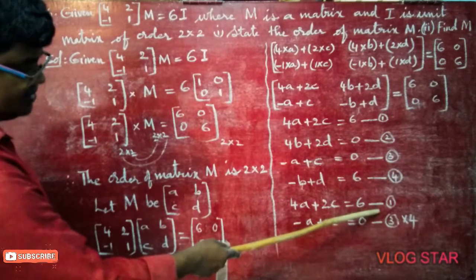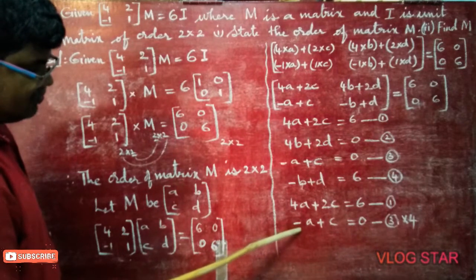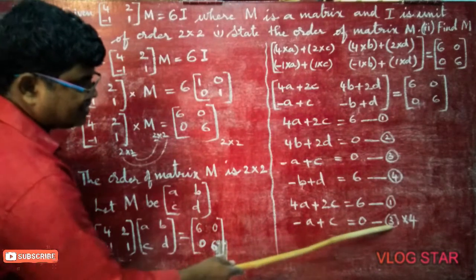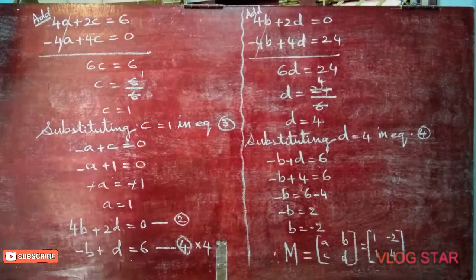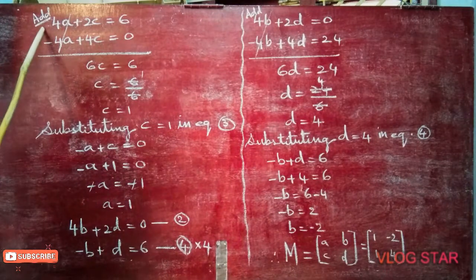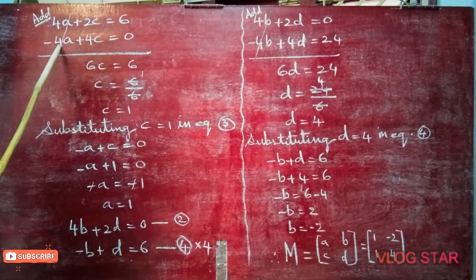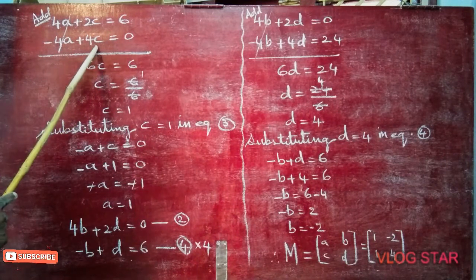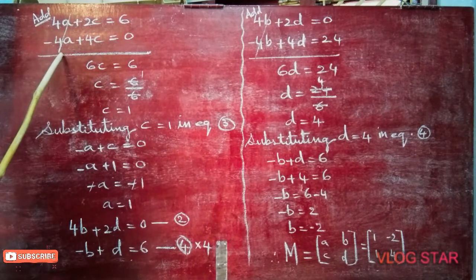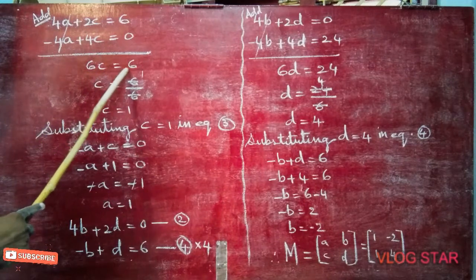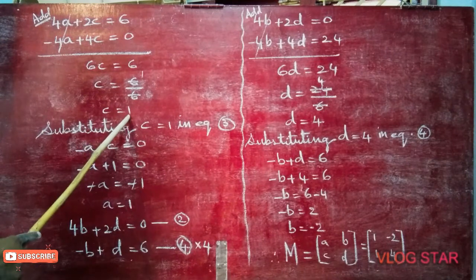In these two simultaneous equations, here plus 4A is there. Here if you multiply with 4, minus 4A gets cancelled. So the third equation, multiply with 4. Now add: 4A plus 2C is equal to 6, and minus 4A plus 4C. You are multiplying the second equation with 4. When you are adding, both get cancelled. 2C is equal to 6, so C is equal to 6 by 6, 1. C we got as 1.